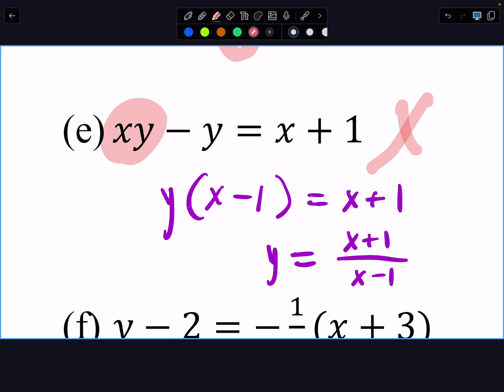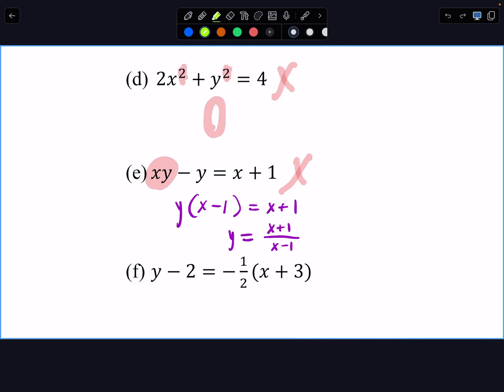I am not expecting you to do this. You can exit out if you even wrote it down, or you don't even have to write it down. But you should be able to identify that this is not the equation of a line, and that's because of this term here, the xy. Are we okay with that?